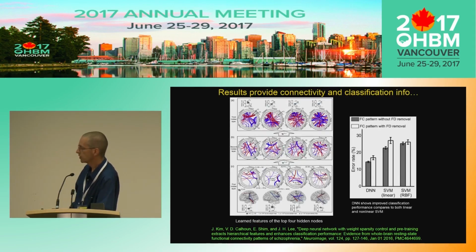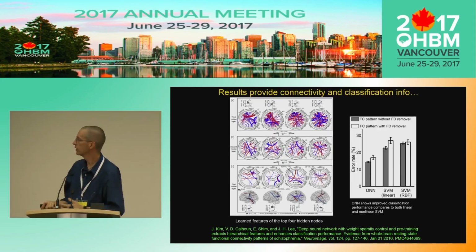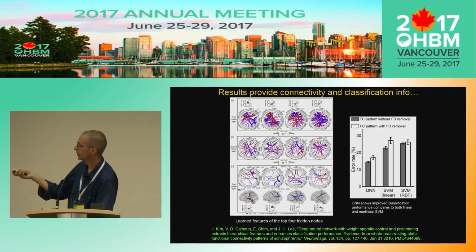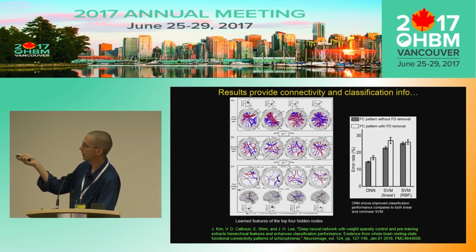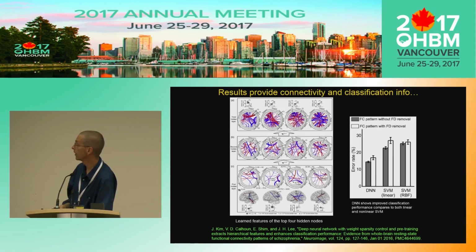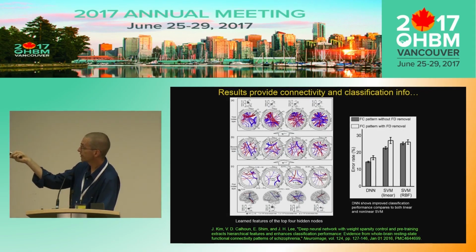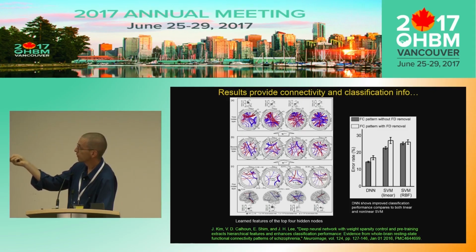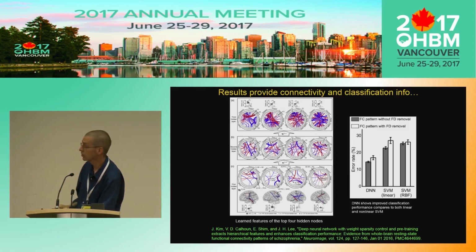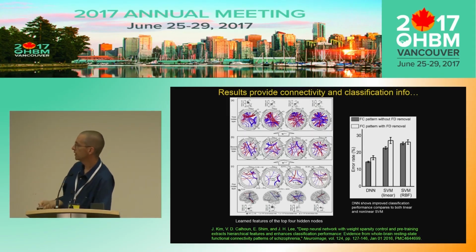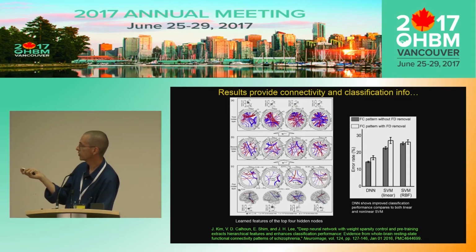And I mentioned before about the different layers. In this result, you basically get a hierarchy of connectivity patterns that are coming out. This is the highest layer here, which gives a very robust set of significant differences between schizophrenia patients and healthy controls. In addition, in terms of classification, the deep neural network did significantly better than either a linear or a nonlinear support vector machine.